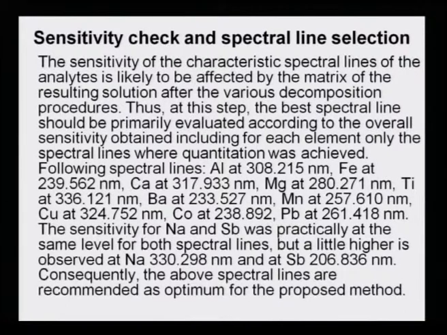So, this was finally concluded that aluminum at 308, iron at 239, calcium at 317, magnesium at 280, titanium at 336, barium at 233, manganese at 257, copper at 324, cobalt at 238, lead at 261, and for sodium 330 and antimony 206 were the final chosen spectral lines for this glass analysis.